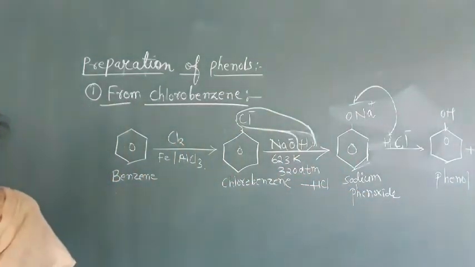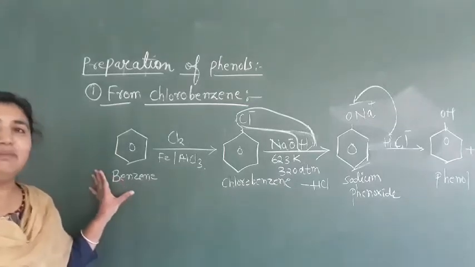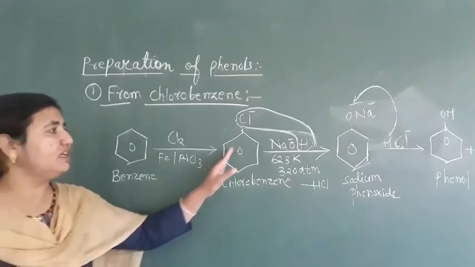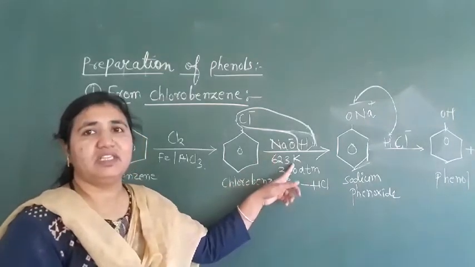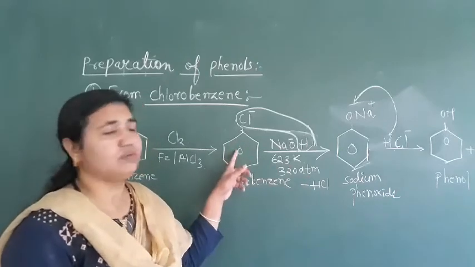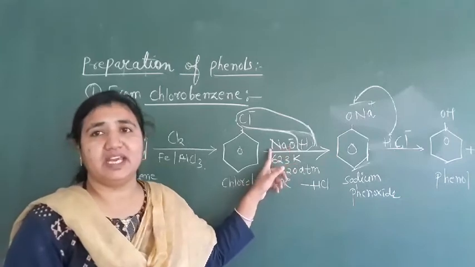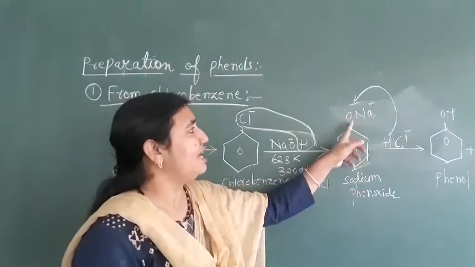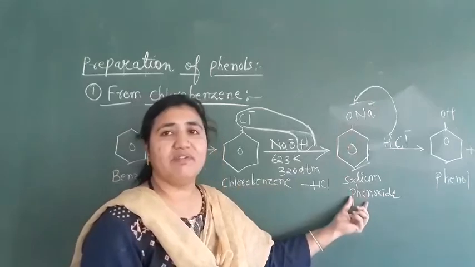Preparation of phenol from chlorobenzene. First we have seen how chlorobenzene forms: when benzene reacts with chlorine in the presence of FeCl3, we get chlorobenzene. Chlorobenzene is fused with NaOH at 623 Kelvin temperature and 320 atmospheric pressure. Here a nucleophilic substitution reaction takes place. This Cl minus is replaced by ONa, so we get sodium phenoxide. This is sodium, and O minus is called the phenoxide ion.